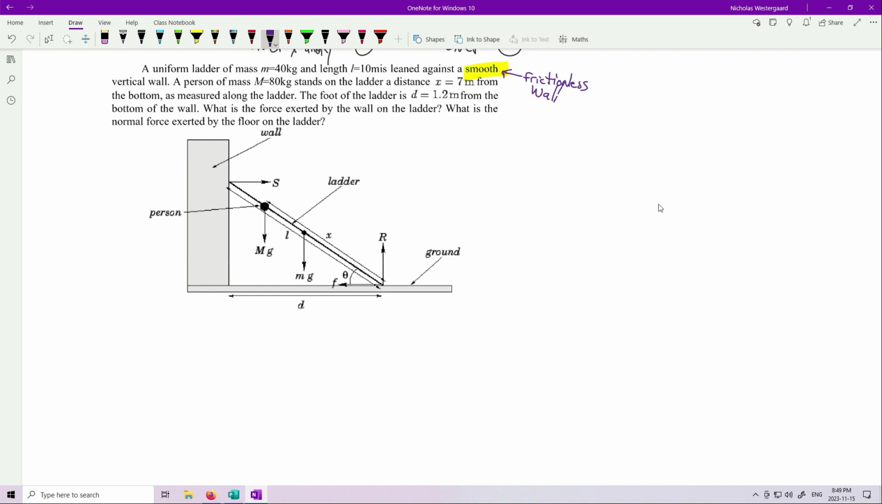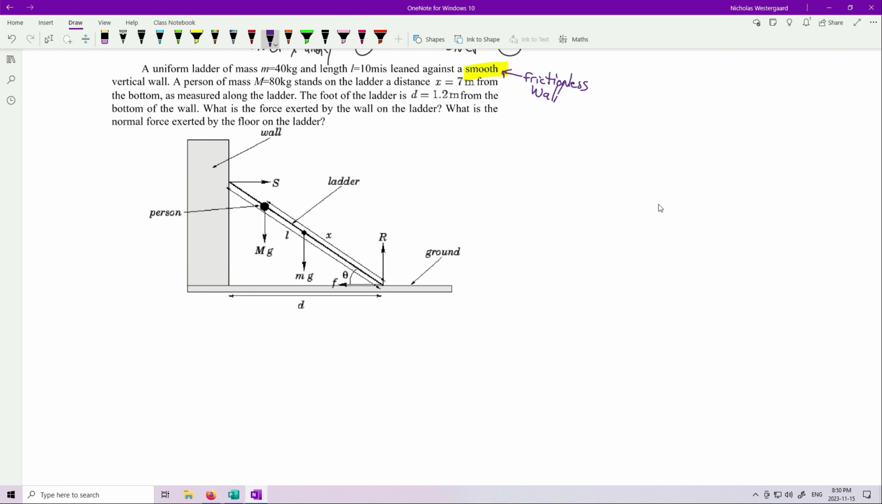You can see that all the forces are already labeled. Force S, force mg, that's the gravity of the person. Little mg, that's the gravity of the ladder. Force R, that's the normal force from the floor, keeping it from falling in. And this script F is the friction force. So there are two questions actually. What is the force exerted by the wall on the ladder? So we're trying to find S. And then what is the normal force exerted by the floor on the ladder? So we're trying to find R here.